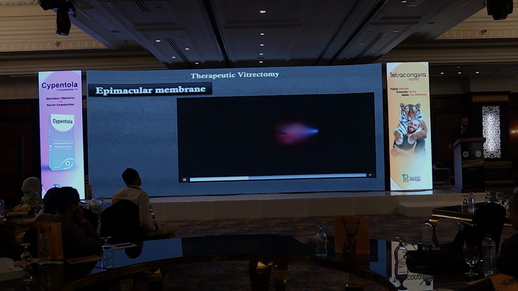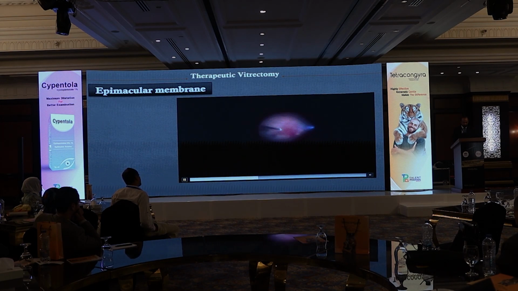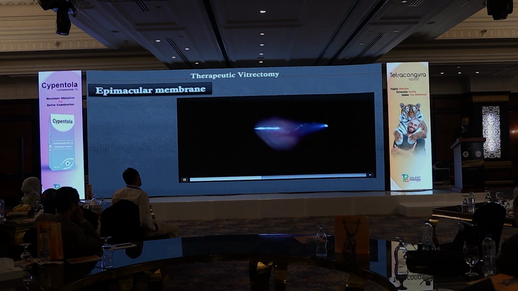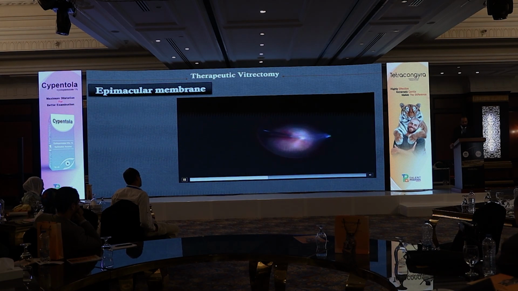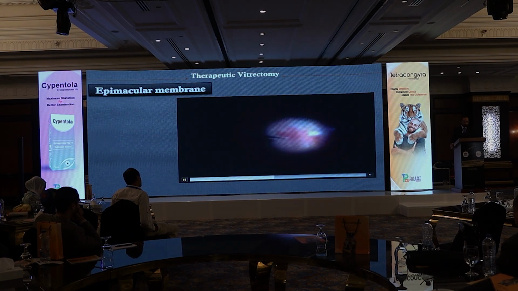To our surprise, actually, there was bleeding, but you can see some surges in the vitreous indicating, I don't know if you can show it, the video is very fast, but you can see the surges in the vitreous cavity indicating some inflammation. After removing this bleeding, we found an epimacular membrane.